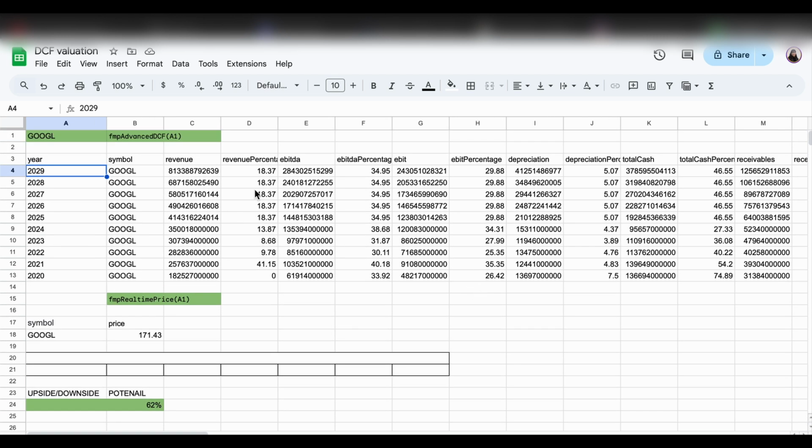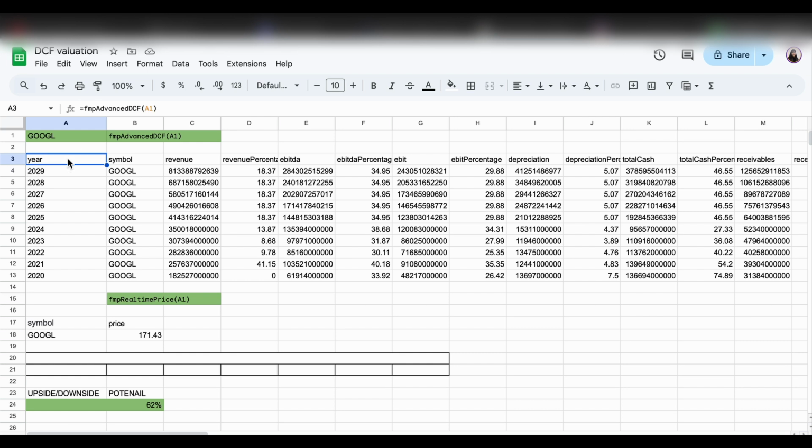Here you see the template. What you should do is connect the Financial Modeling Prep data to Google Sheets. I will place the instructions in the description to this video. So read the description to know how to connect Financial Modeling Prep (FMP) endpoints to Google Sheets.